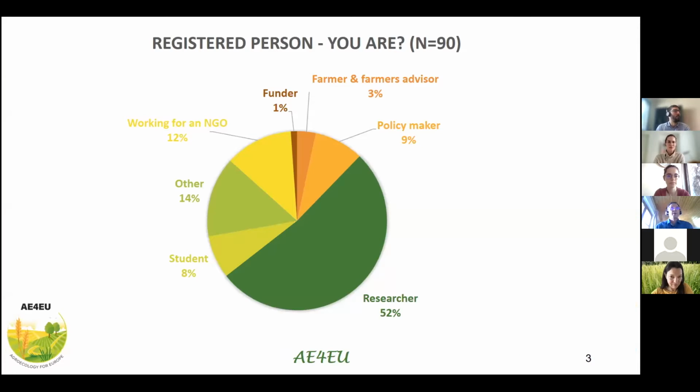And we also have different stakeholder groups. It's dominated by researchers. There are also students, people working for an NGO, a funder is also present, some farmers and farmer advisors, and policymakers. So we are very happy that we could attract a large diversity of stakeholders. Next, please.